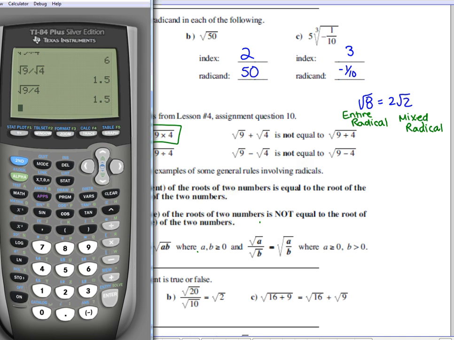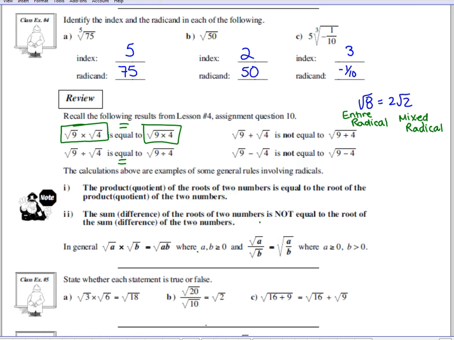Same thing, 1.5. Okay, 3 over 2. Root 9 is 3, root 4 is 2, so 1 over 1.5. Those are equal. This is not true for addition or subtraction. Root 9 plus root 4 is not the same thing as the square root of 9 plus 4. And same with subtraction. It only works for multiplication and division.